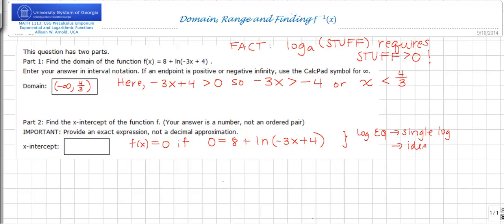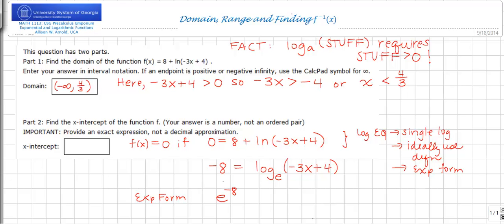So ideally, we want to write this as logarithm equals and use the definition of the log to rewrite it in exponential form. Okay. All right, so let's go about that process. So we'd have negative 8 is natural log, which, by the way, is the same as saying log base e of negative 3x plus 4. So in exponential form, we have e to the negative 8 equals negative 3x plus 4.